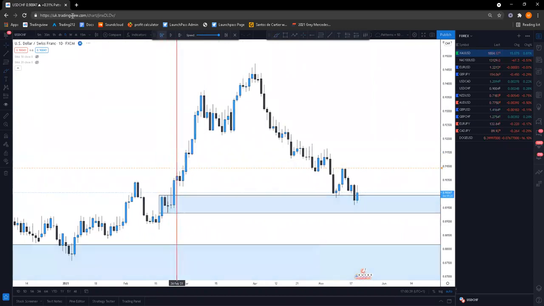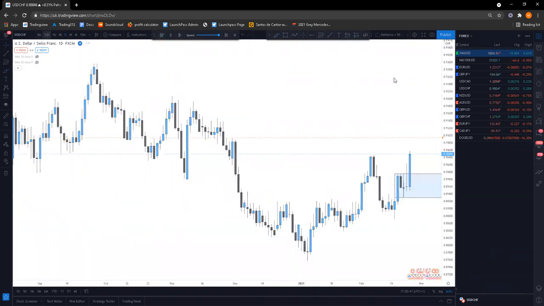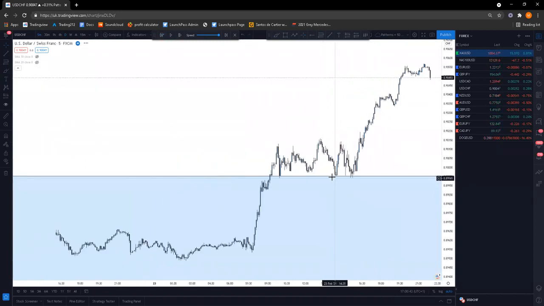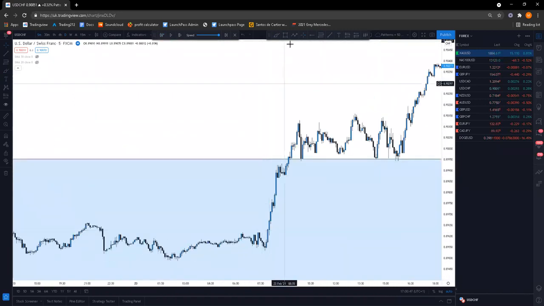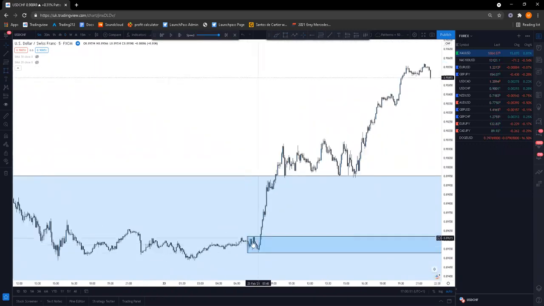So if we just replay that and go into something like the 5 minute to get that true order block, where that order block formed, I'd say the cleanest order block is right here. That's that last bit of selling. We have consolidation on our side.